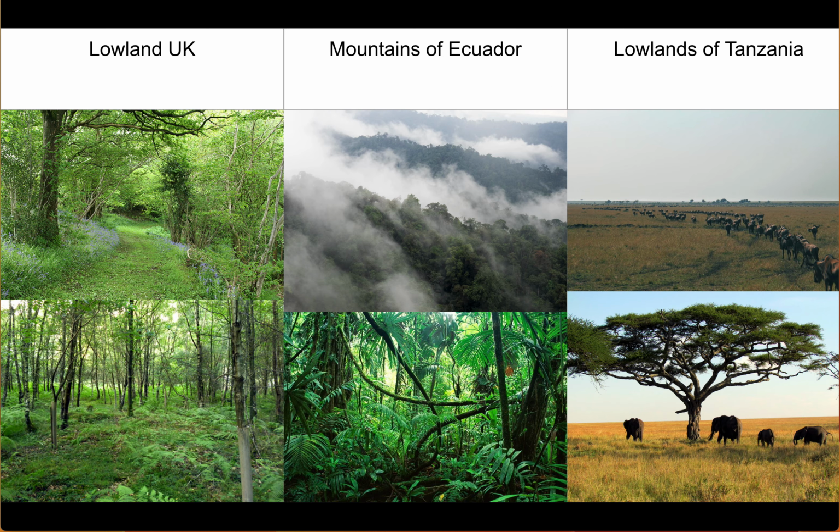And we said, look, in the UK, you're going to get woodlands. In the mountains of Ecuador, you're going to get cloud forest. And in the lowlands of Tanzania, you're going to get open grasslands. And if you started with a lava field in each case, you'd get different eventual outcomes because they depend on the climate.